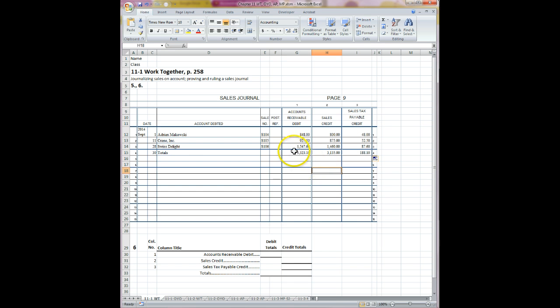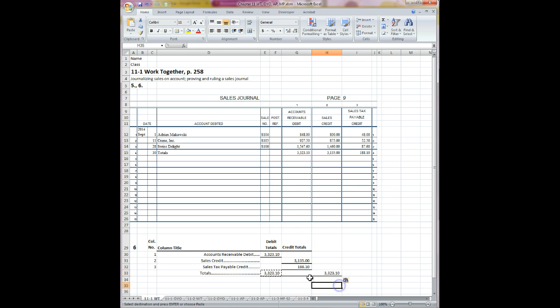Well, now we need to prove it, right? So we're going to come over here, we're going to prove it, we're going to put our accounts receivable debit, that's this amount of money. So we could do it this way, you can write equal sign, click the cell we want, hit enter. Sales credit, we can hit equal sign, click the cell we want, hit enter. Sales tax payable credit, hit equal, click the cell we want, hit enter. Now we need to total these, so we're going to do auto sum again. One of these days we'll do it. Okay, auto sum. We say yes, we want it to be these 3 cells.